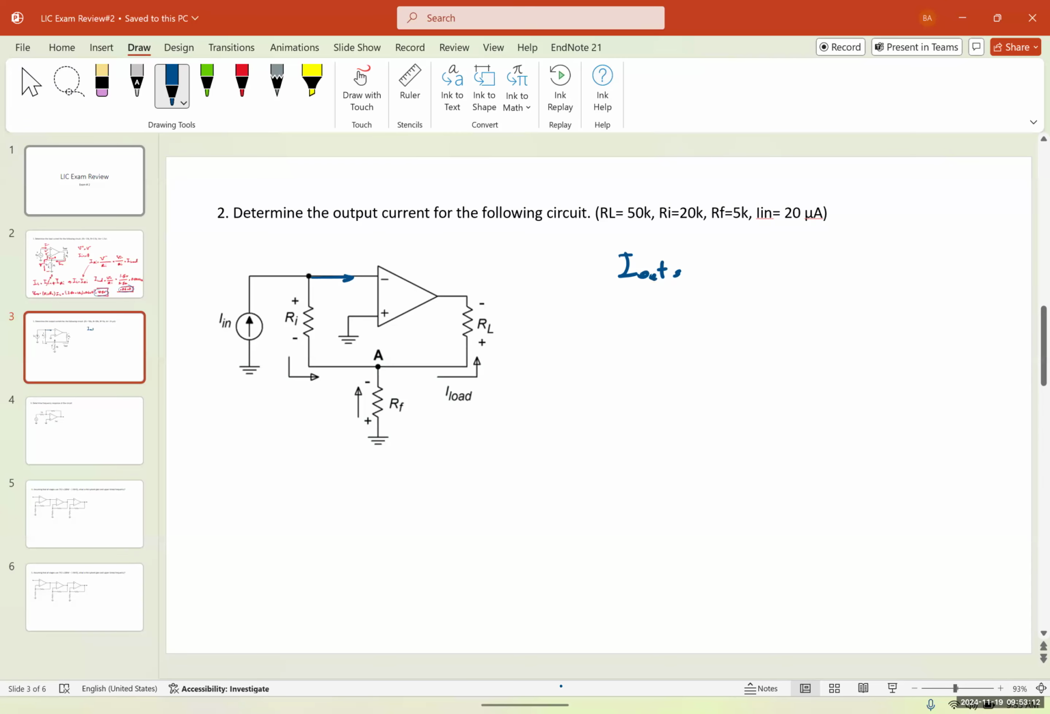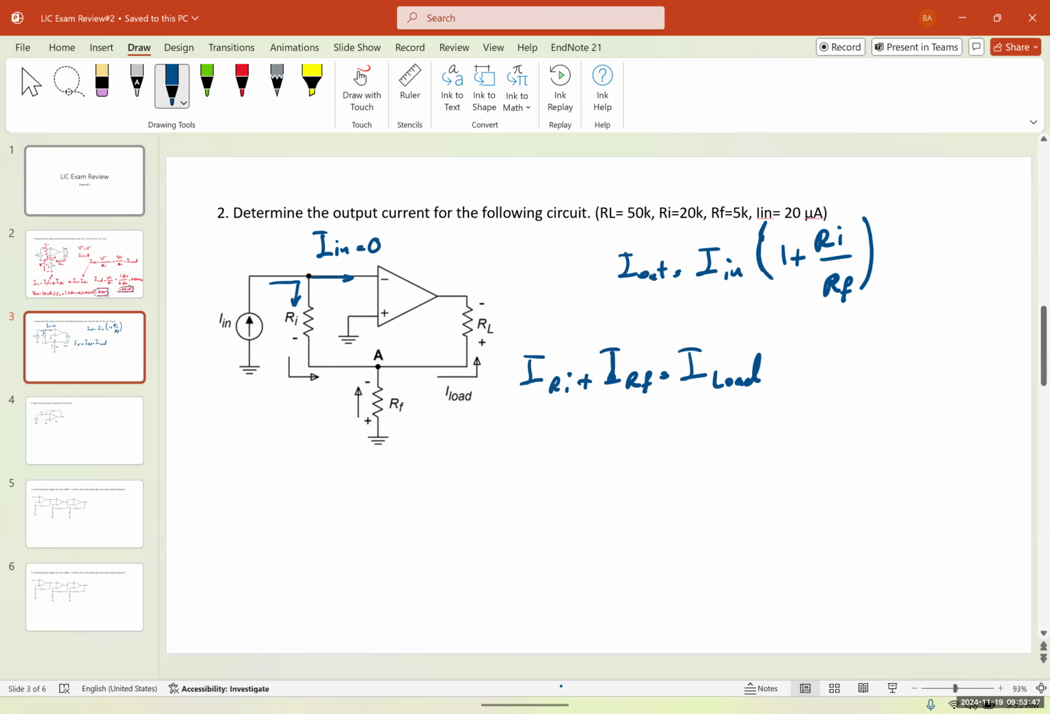I out would be equal to IN times 1 plus RI over RF. Again, this current is equal to 0. These two voltages are equal. Therefore, all the input current goes through RI, and then IRI plus IRF would be equal to I out.